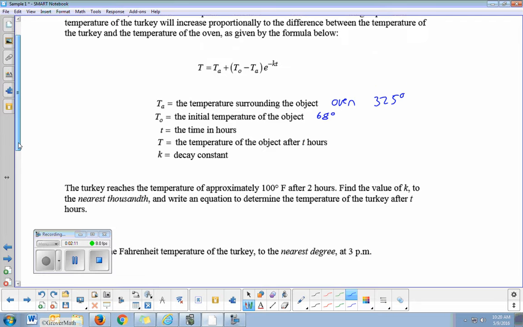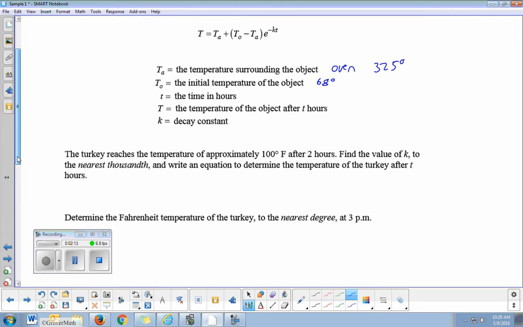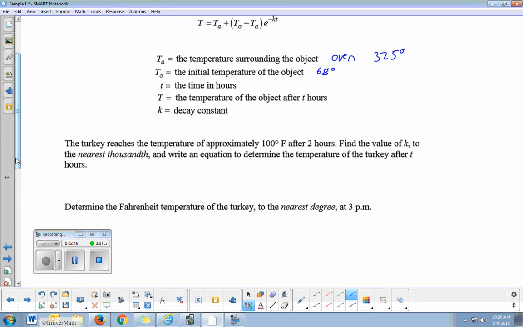So the first question they give us, and this is a multi-part question, probably a part three or maybe a part four: the turkey reaches the temperature of approximately 100 degrees Fahrenheit after 2 hours. So that's the temperature of the object, and that's how long it took to get there. So they're giving us this, and they're giving us this. Find the value of k to the nearest thousandths, and write an equation to determine the temperature of the turkey after t hours. So first, find the value of k.